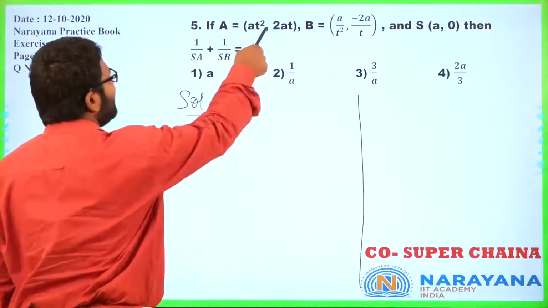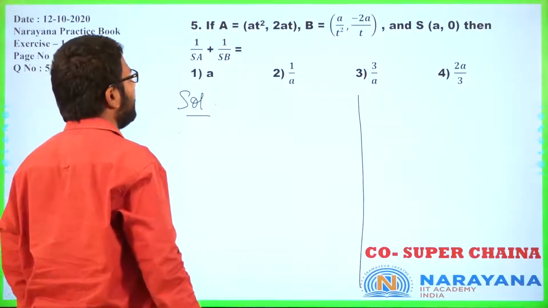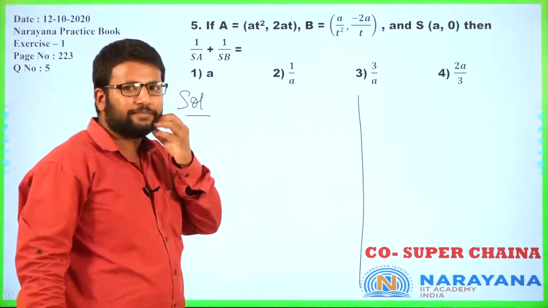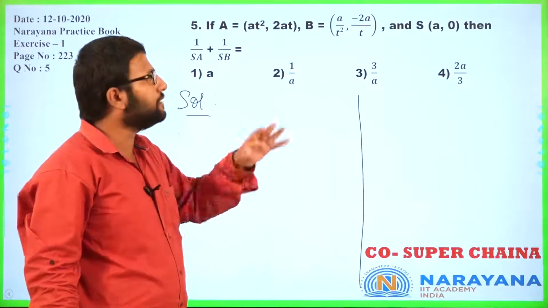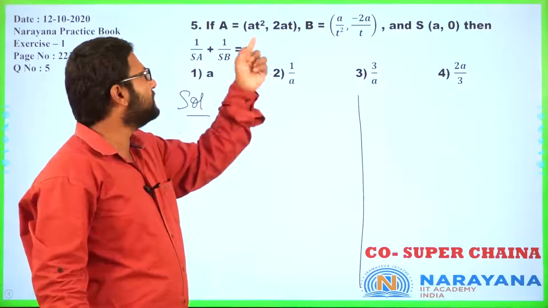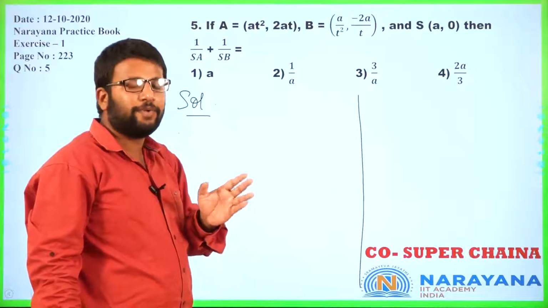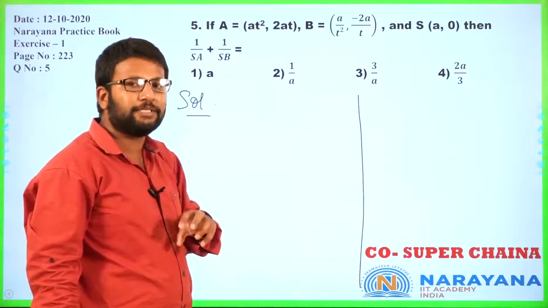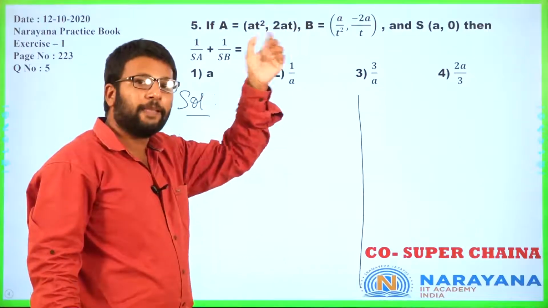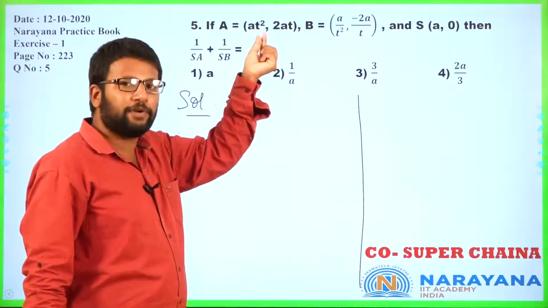Okay, if A is this, B is this, these two given points, and S is A comma 0, then 1 by SA plus 1 by SB. Okay, first of all, A is a t square comma 2at. What is t here? Understand that t is not exactly a variable because x and y are variables, and it is not exactly a constant because a is a constant. So t is somewhere between a variable and a constant. We call t a parameter. What it means is that as t keeps changing its value, you get different points A and B, but very specific points. You don't get every point A and B on the plane. Okay, very specific points. That's why we call t a parameter.